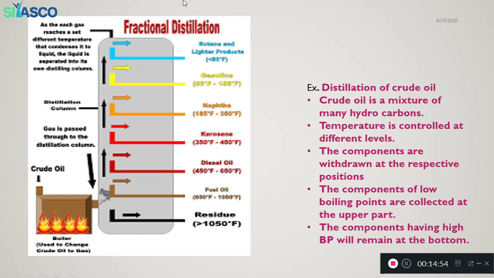If you go through this, you can find that kerosene oil can be taken from somewhere in the middle, diesel towards the bottom, and gasoline and LP gas like components from the upper parts.